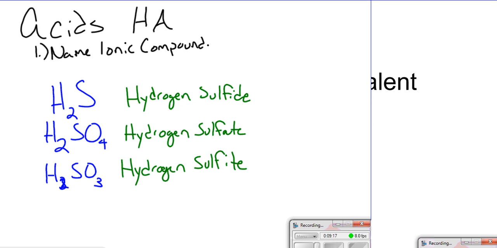All right, so you name it exactly as you name an ionic compound.